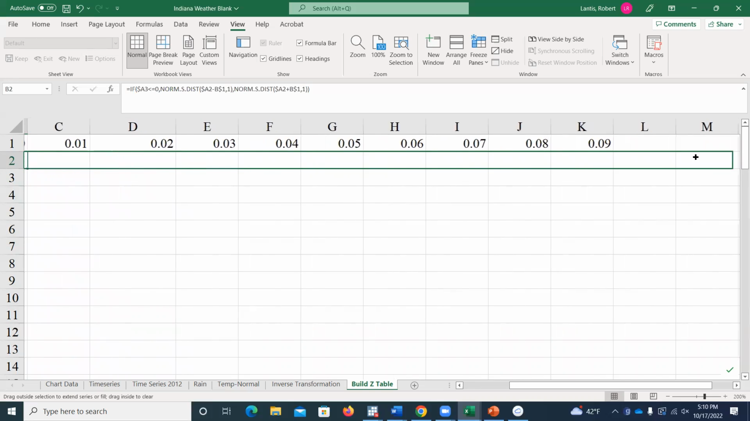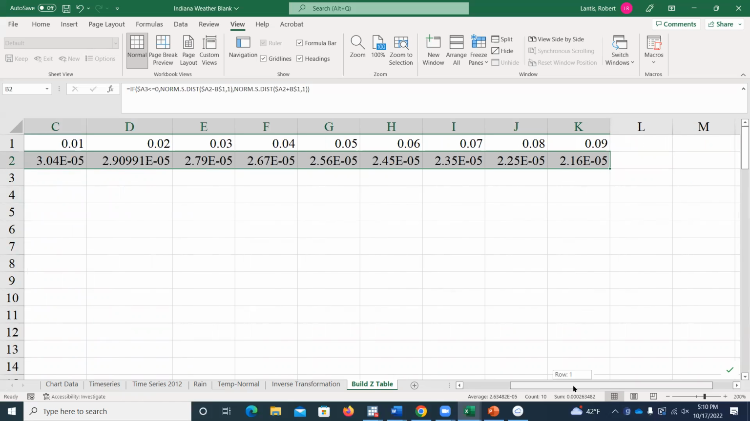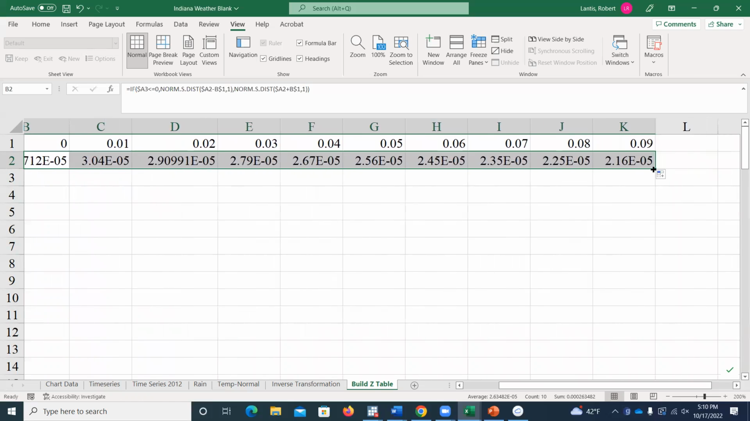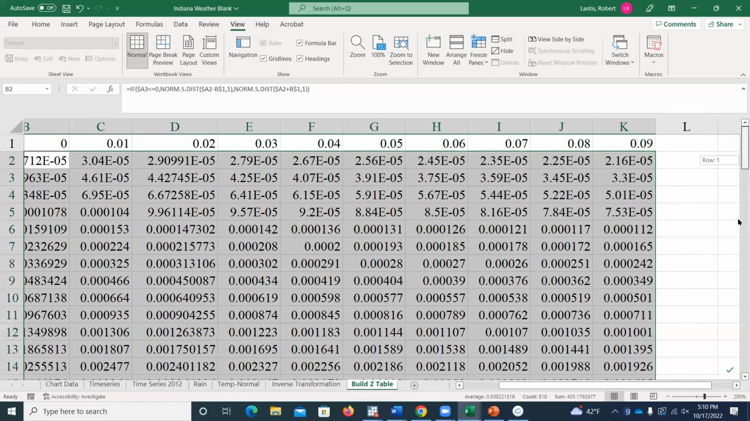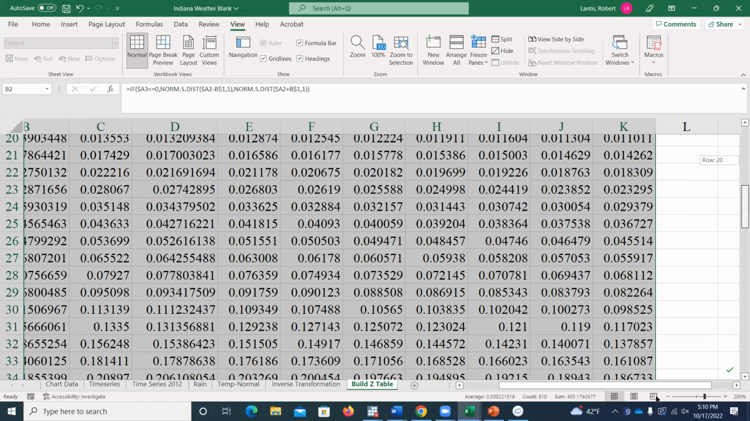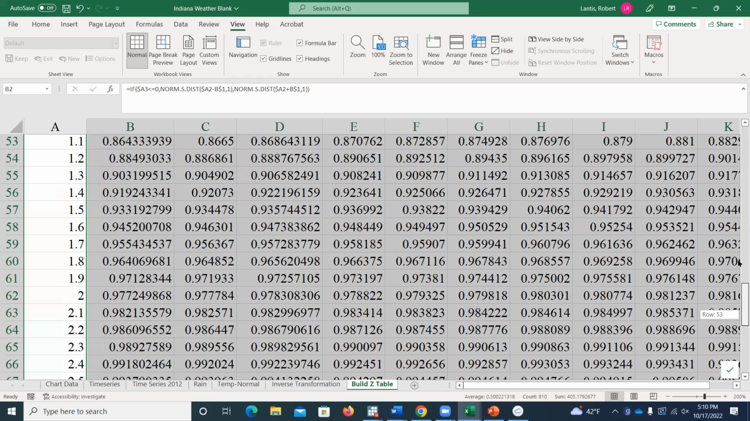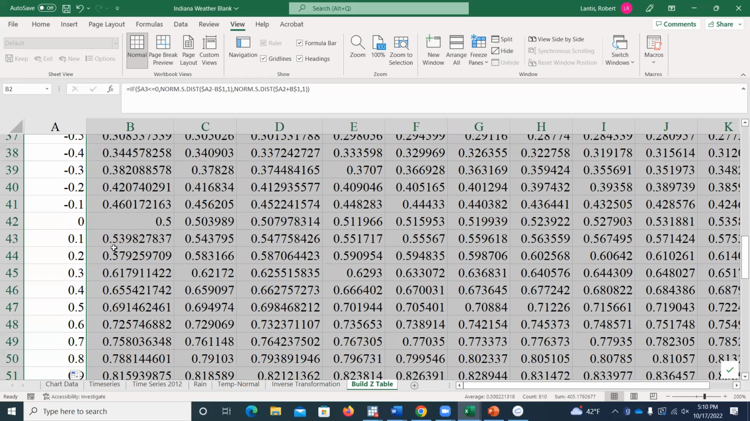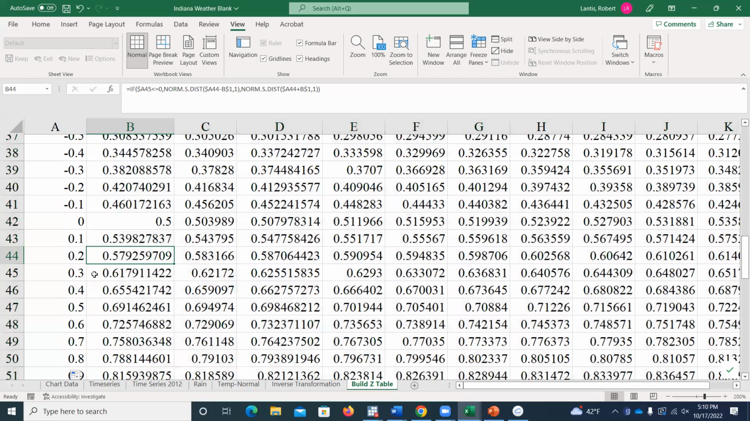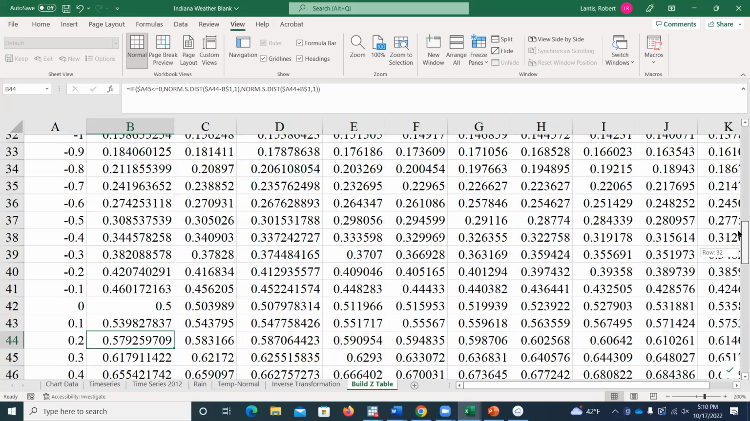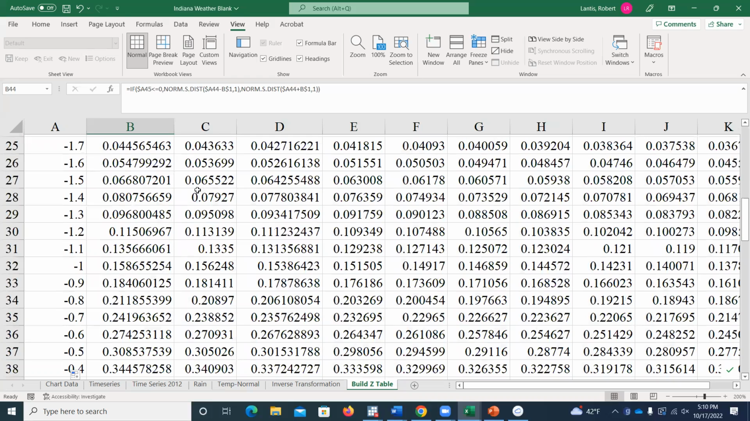it should give me the probability to the left, or the area to the left, of each one of these. And also, nice shortcut, if I double left click on this, it'll copy it down to the last cell that I had data on. So that would have been all the way down here, right? And one way I can verify that this is working is, at the very least, all my positive Z values have areas to the left that are greater than 0.5. All of my negative Z values have areas to the left that are less than 0.5.